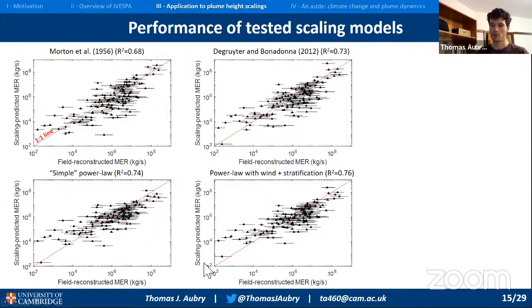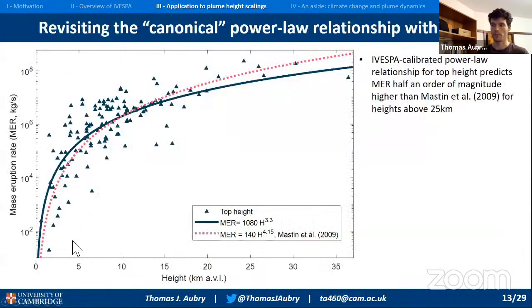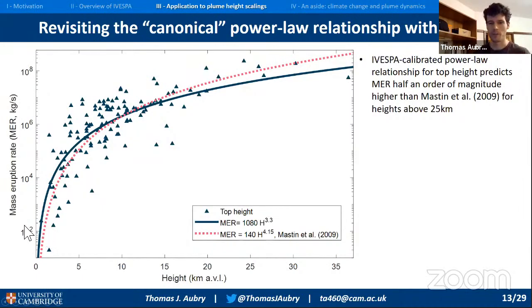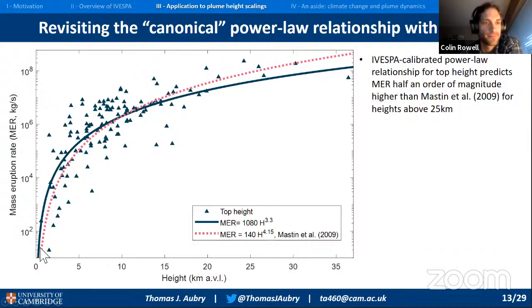And I guess that data point here is also responsible for some of the trends you see in the scaling, resulting in under-predicting the mass eruption rate for these. Does it make sense? Yeah, I think so. It's 7 p.m. in the UK, so my brain may not be functional anymore. It's okay, I'll pester you about it later.